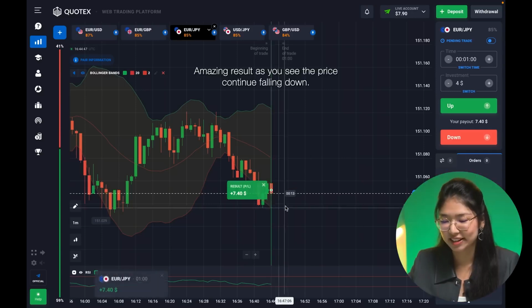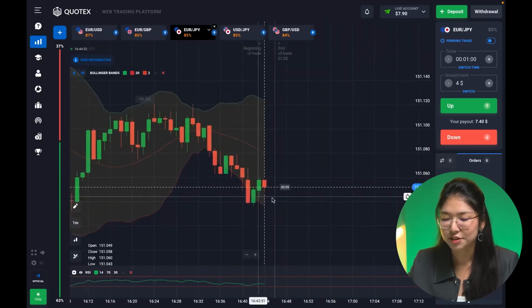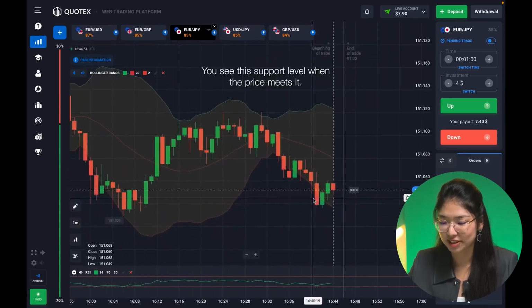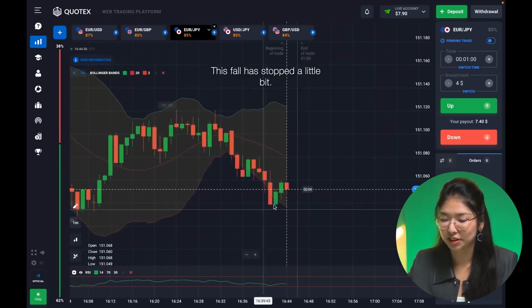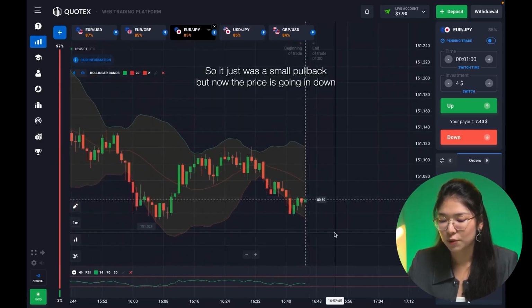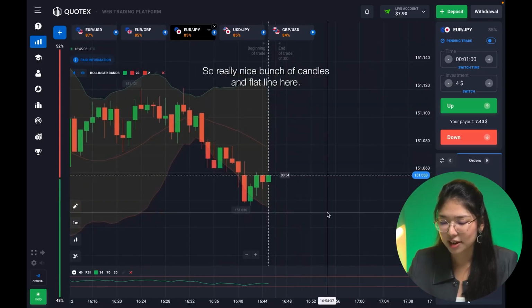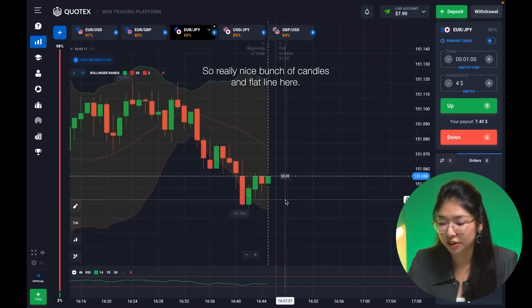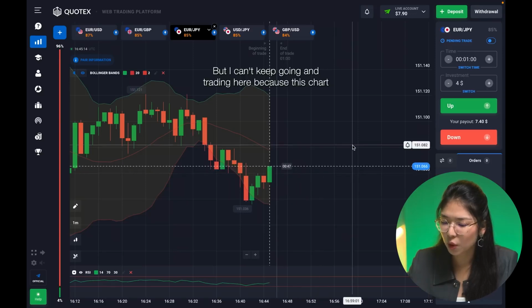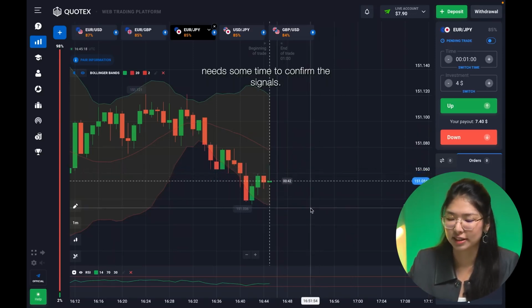So amazing result. As you see, the price continues falling down, and the price has stopped at this level. You see the support level when the price meets it, and this fall has stopped a little bit. The price rebounded a little bit in up direction, and it just was a small pullback, but now the price is going in down direction again, and really nice bunch of candles and flat line here. But I can't keep trading because this chart needs some time to confirm the signals, guys.